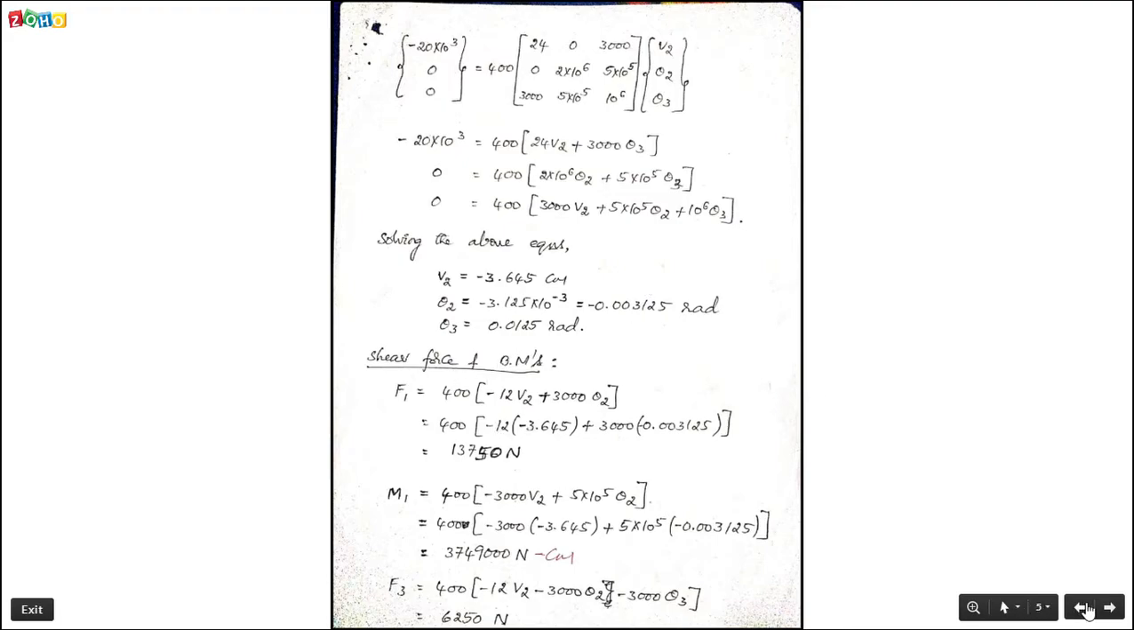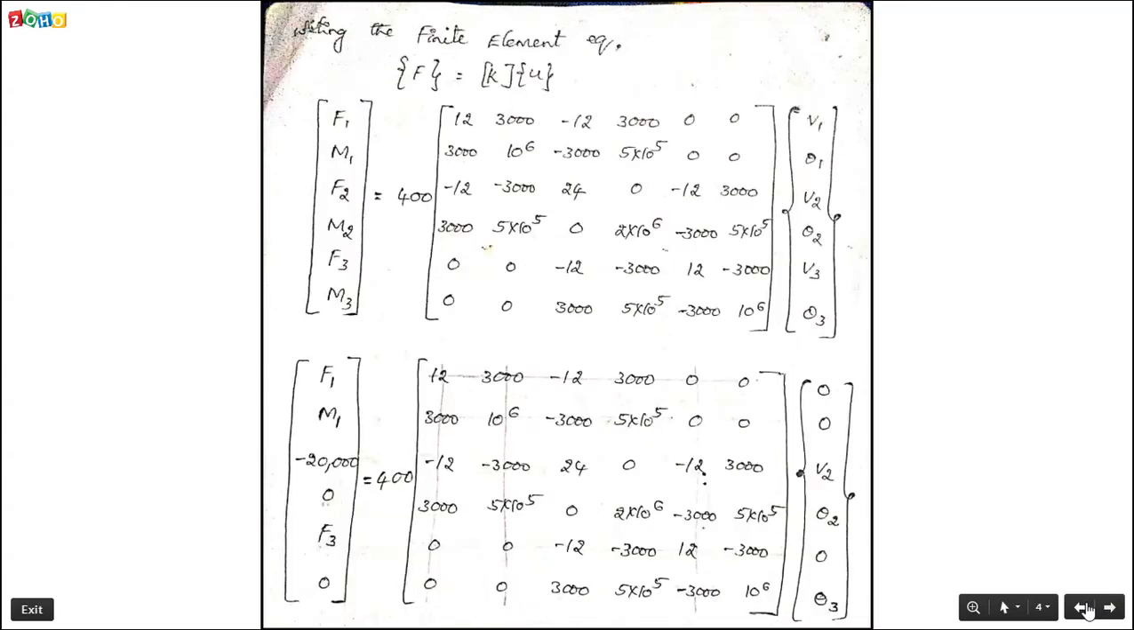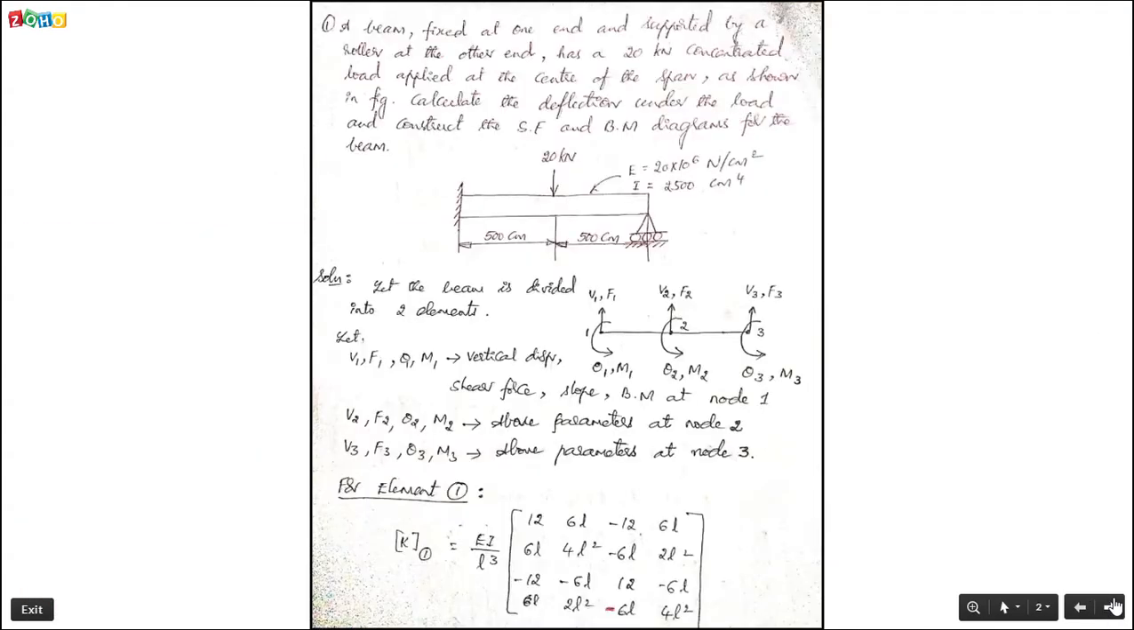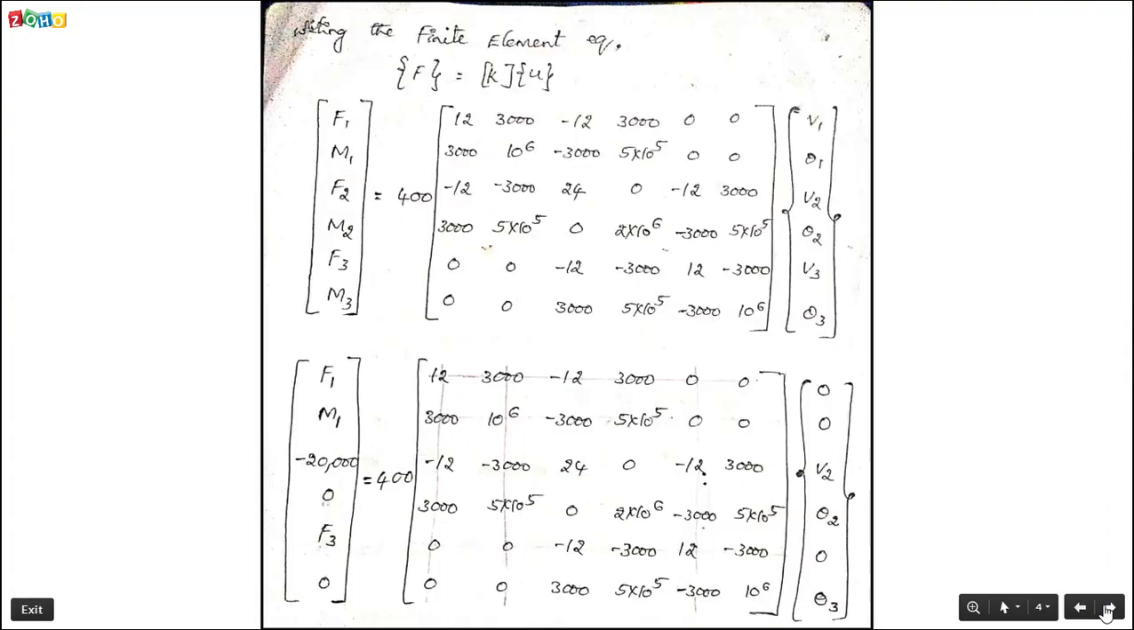So first the shear forces. What are the forces we have here? F1, M1, F2, M2, F3, M3. For the shear forces, F1 and F3 we have to find, and M1, M2, M3 we have to find as well, since F2 has already been given.